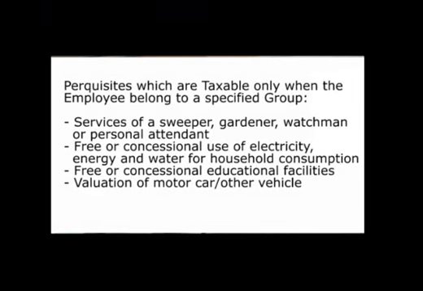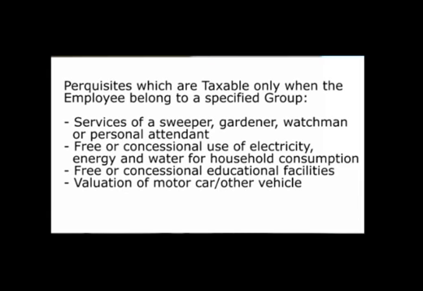The second category is free or concessional use of electricity, energy and water for household consumption, and free or concessional education facilities provided by the employer in an educational institution, either maintained by the employer himself or by someone else. So these are the facilities. Then the valuation of motor car or other vehicles. These are some of the facilities which are taxable in the hands of specified employees.